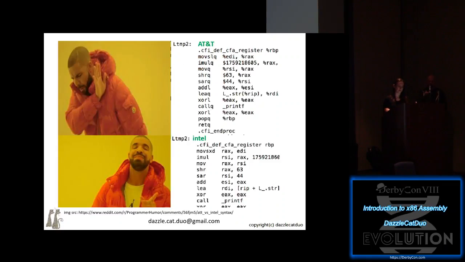For the purposes of this presentation and my own personal opinion, I think AT&T is horrible and hard to read. So it's the one on the top. We will be focused on Intel, but if you're ever looking up x86 and you see all these weird percent signs and dollar signs everywhere, you are looking at AT&T syntax. So make sure you understand some of the small nuances. It's still x86 assembly, it's just a different syntax. If you don't see all the percent signs and dollar signs, you're probably looking at Intel syntax.